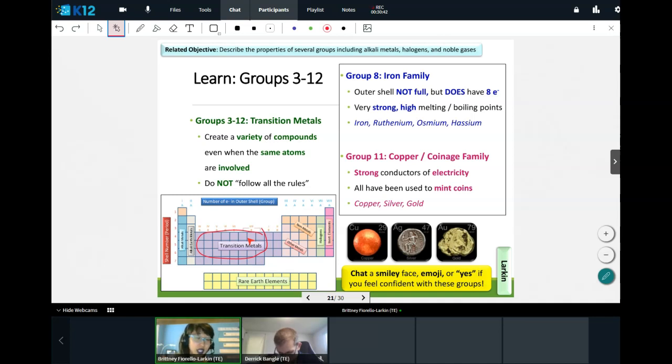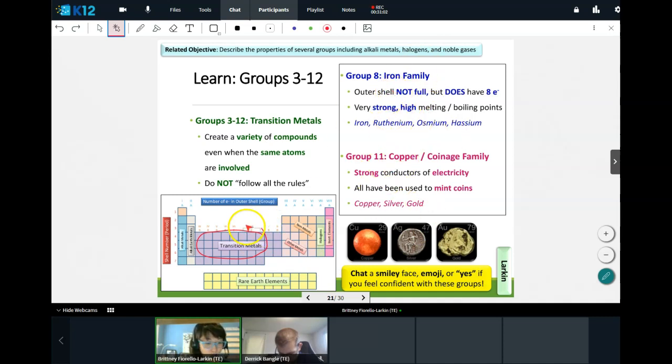So specifically, with transition metals, they don't follow all the rules that we've been learning about, which is fine. They follow different rules that you might learn if you ever take a course in chemistry in college or later on in life. But for our purposes, they're not following the rules that we've been talking about. Not a big deal though. We can still learn some important things about them.